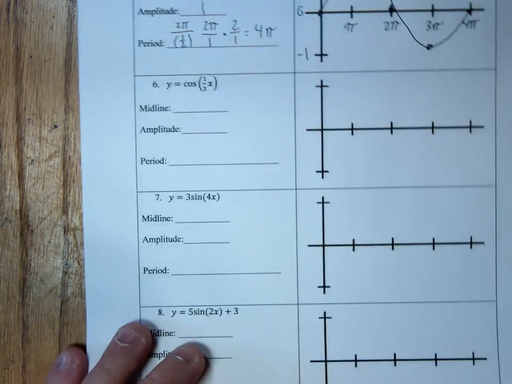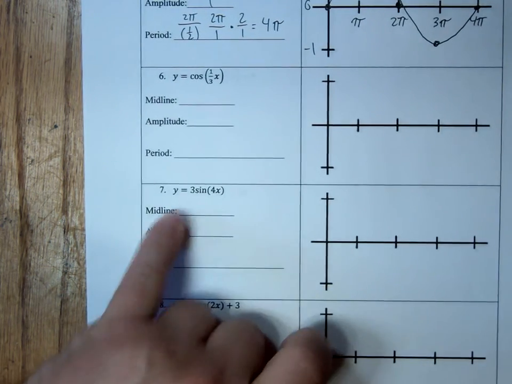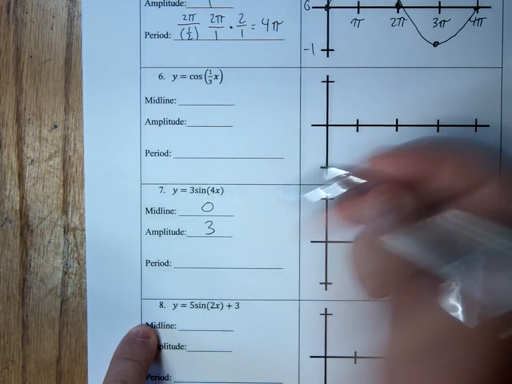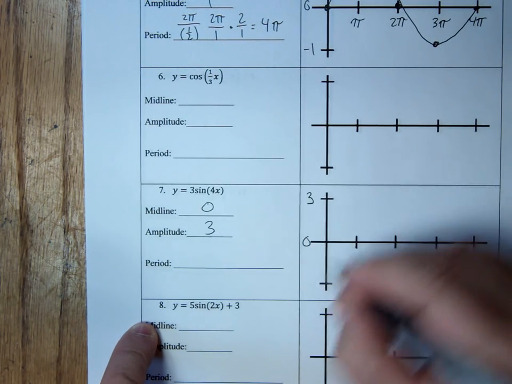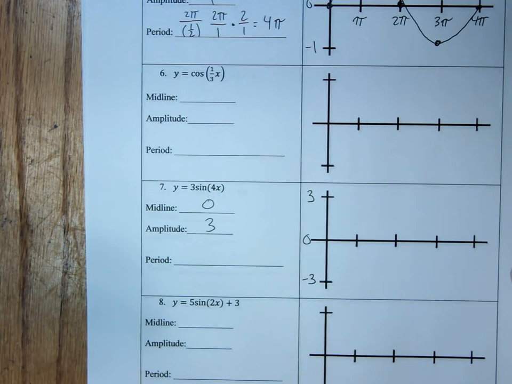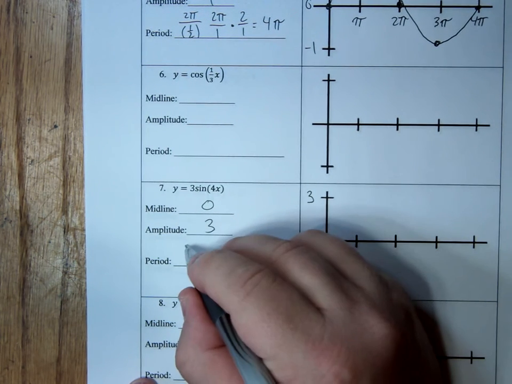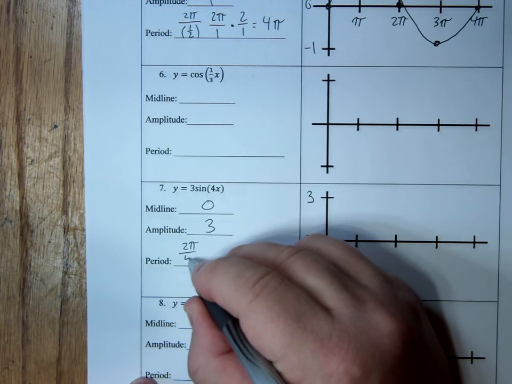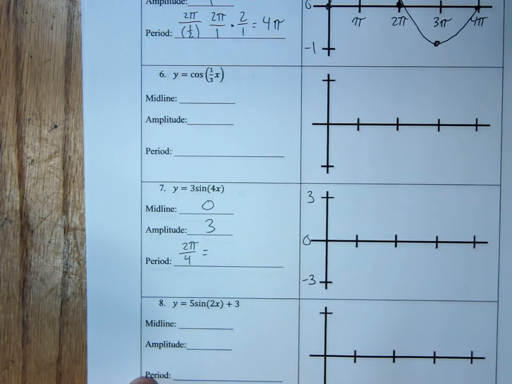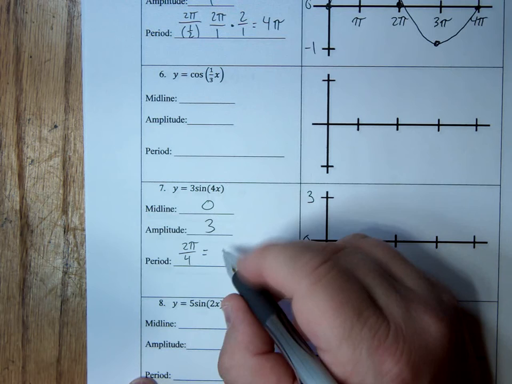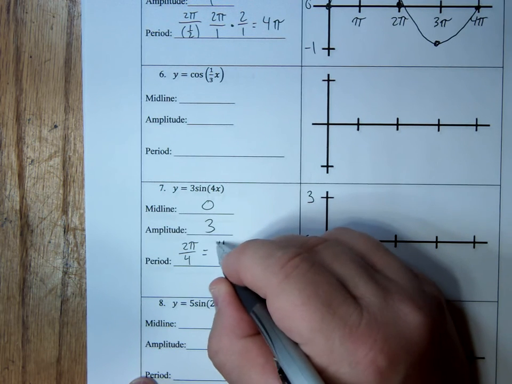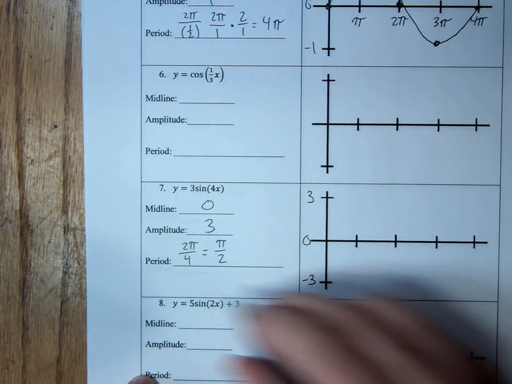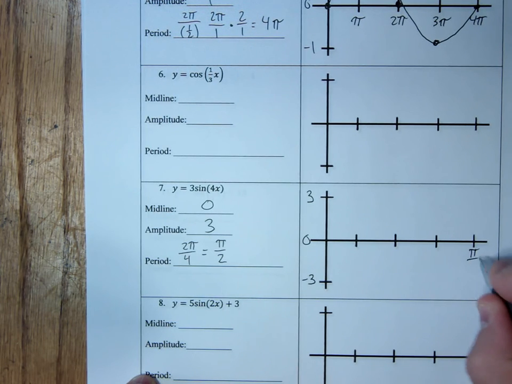Let's look at 7. So midline is still at 0, but this time I did change the amplitude to 3. So 0, up 3, down 3. And your period would be 2 pi. Since it's not a fraction, you're just going to put it over 4 and then reduce it if you can. 2 pi over 4 is pi over 2. So your period would go out to pi over 2.